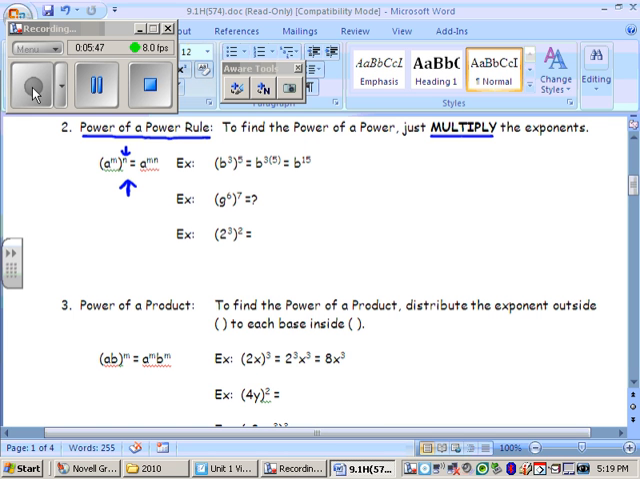This is the same as using the distributive property, which you've learned at an earlier time. Because you're distributing the exponent outside parentheses to each exponent inside, distributing is multiplying. So looking at this first example, you would take the 5 and multiply it by each exponent inside parentheses. So 5 times 3 gives us 15. So b to the 15th would be our answer.